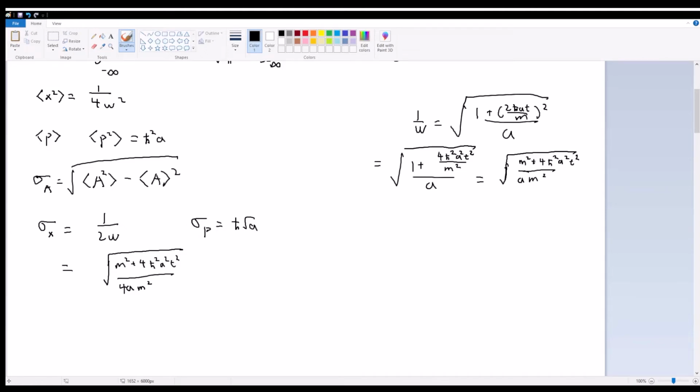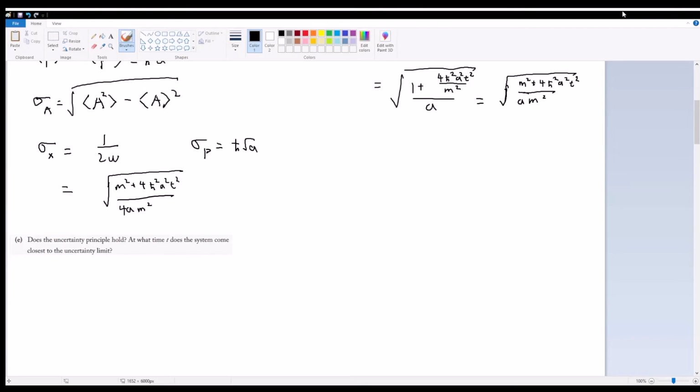So next, we are going to do part E, which is very short, thankfully, and then we will be done with this horrible problem. Okay, part E. Does the uncertainty principle hold? And at what time t does the simple system come closest to the uncertainty limit? So the uncertainty principle is just that the uncertainty in x multiplied by the uncertainty in p has to be greater than or equal to h bar over 2. This is something we went over back in chapter 1.